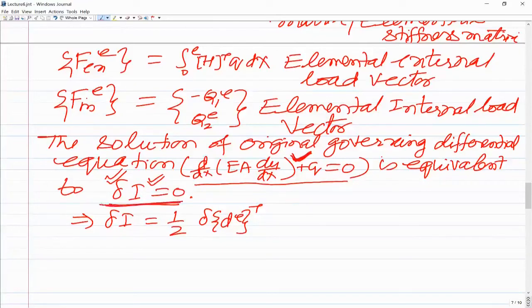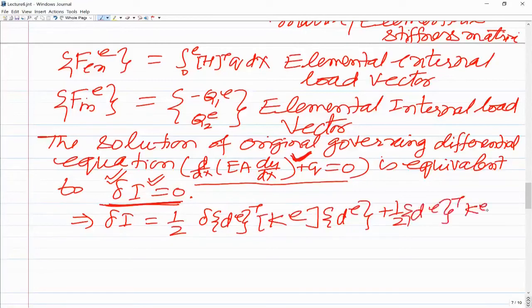So now delta I equals half delta d transpose Ke d, they remain as it is, then plus half, now the variation of the second term. So we will have d transpose Ke into delta of d. So we are using the product rule, no? The variation of the first term into the second, and plus the first term into the variation of the second. So from the first we will get these two, and then we will have the second term.